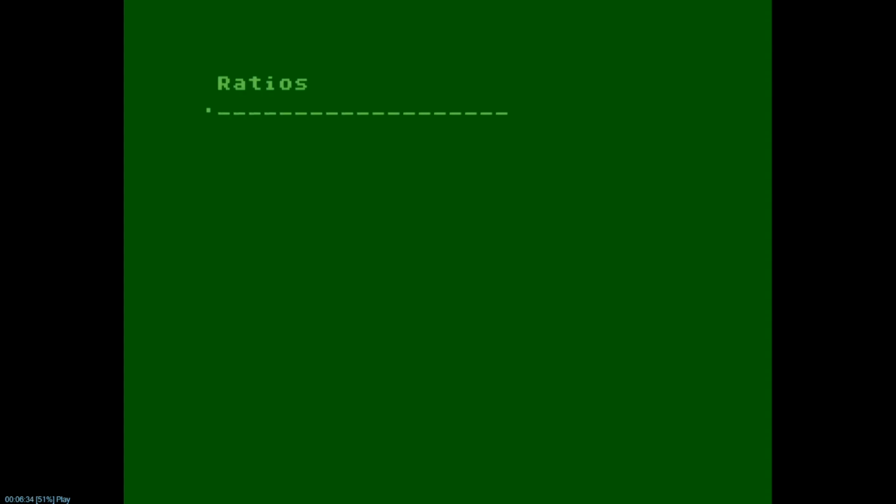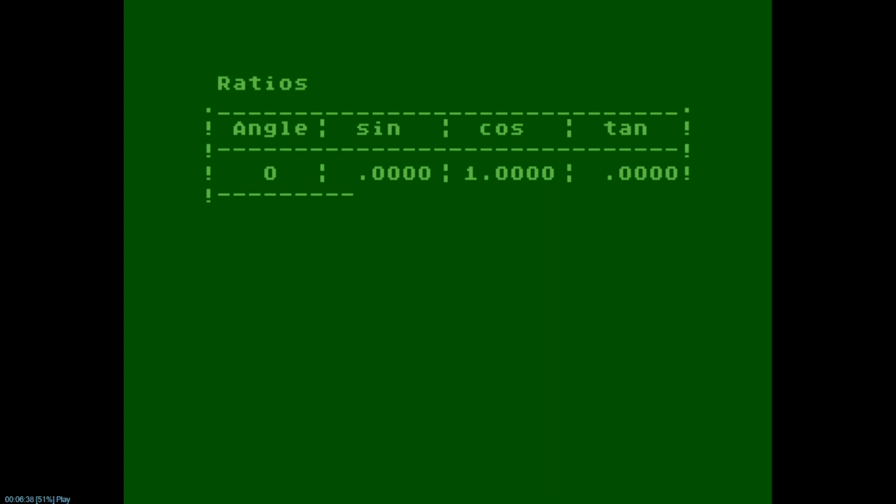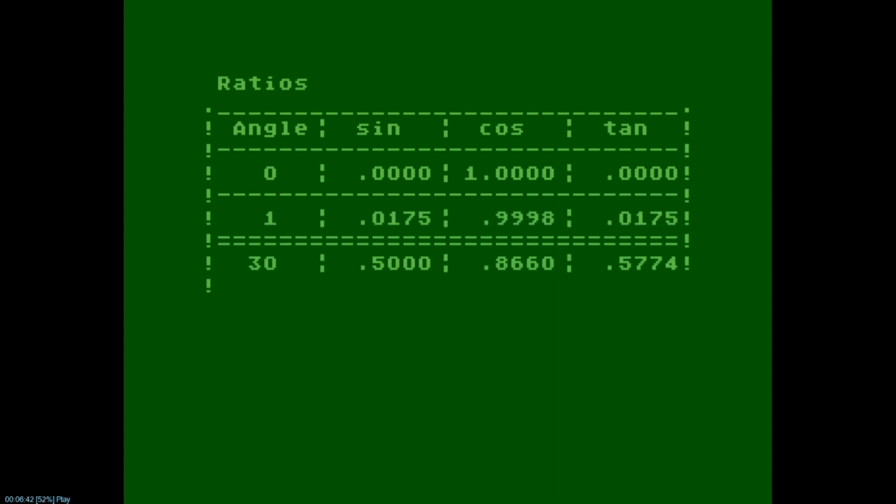Here's part of a table of trigonometric values. Notice that when the angle is 0, the length of the opposite side is 0, and the two ratios, sine and tangent, which use the opposite side in the numerator, will of course become 0. Also, when the angle is 0, the adjacent side, which is the numerator for the cosine, will be the same length as the hypotenuse. So the cosine value is 1.